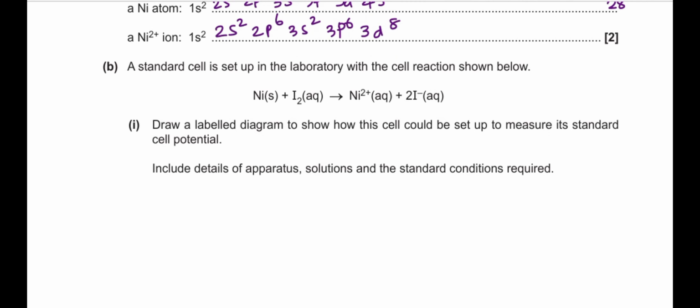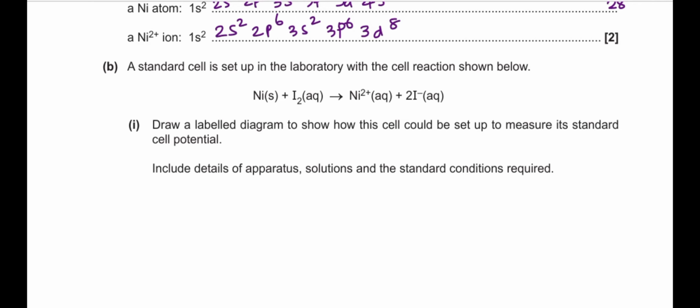Part B. A standard cell is set up in the lab with the cell reaction shown below. Nickel solid plus iodine aqueous gives nickel 2 positive ion aqueous plus 2 iodide ion aqueous. Draw a labeled diagram to show how this cell could be set up to measure the standard cell potential. Include details of apparatus, solutions, and standard conditions required. So we need to draw the 2 half cells, the salt bridge, the electrodes, the voltmeter in the solution containing the ions, as well as describe what standard conditions are required.